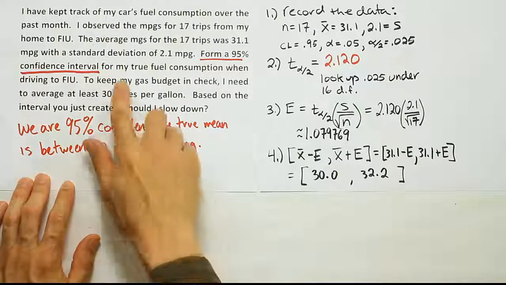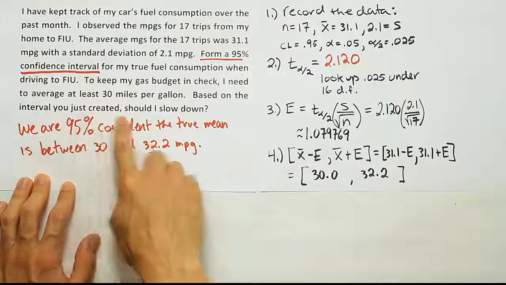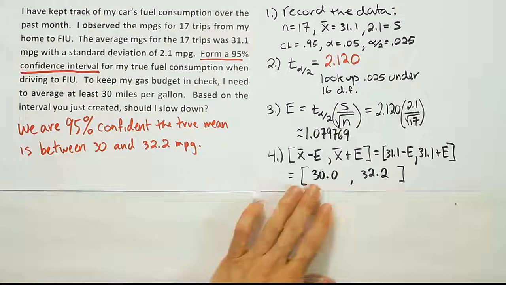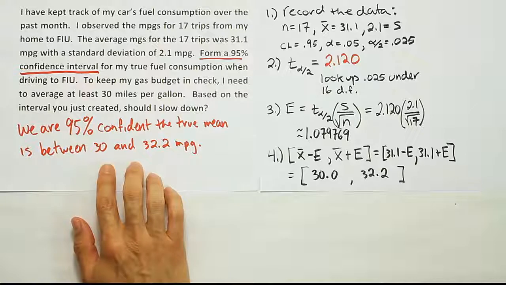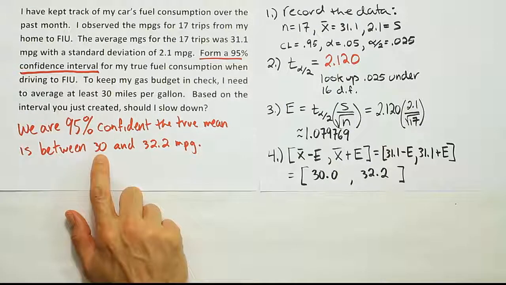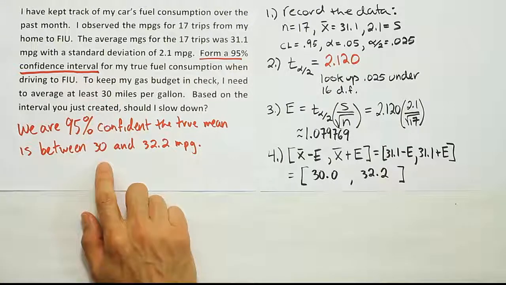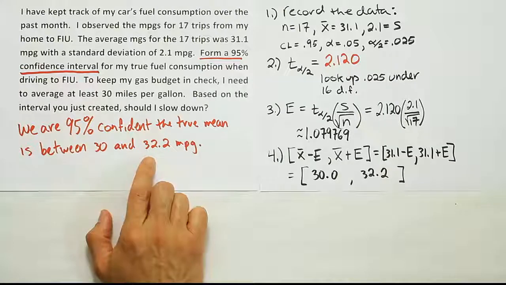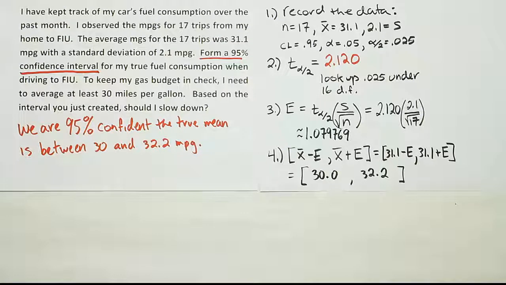It said, to keep my gas budget in check, I need to average at least 30 miles per gallon. Based on the interval you just created, should I slow down? Well, when we look at this here, we see that the fuel efficiency or gas mileage that I will end up getting is somewhere between 30 and 32.2. So that's where I believe my average is located. Even in the worst case scenario, I'm averaging 30 miles per gallon, which means that I meet this requirement that I average at least 30 miles per gallon. So in that case, I'm doing well, and I can feel safe that it's within my budget to make the commute. I don't have to slow my speed down or drive better to save gas.